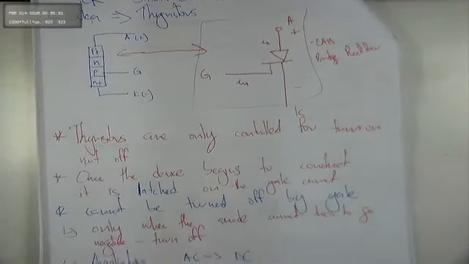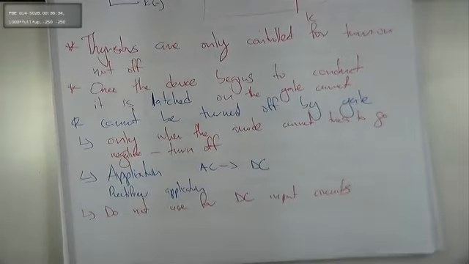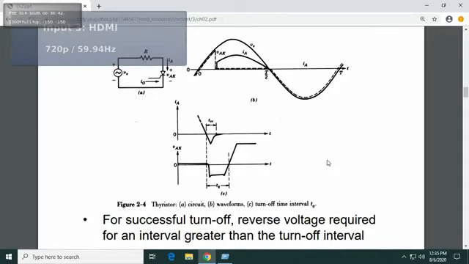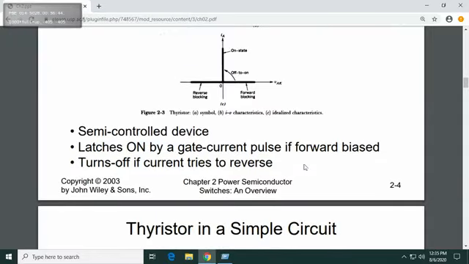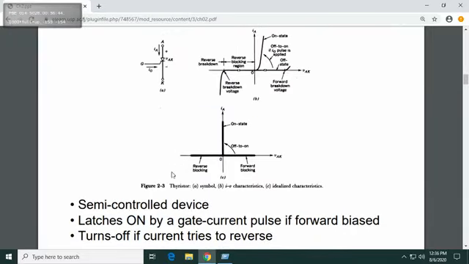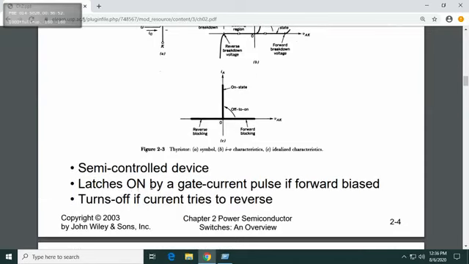Okay, what else? Let's see the circuit. An example is given here. Let's see what I've written here. Semi-controlled, as I've said, means you can only control the on time, not the off time. It latches on by a gate current pulse if forward biased. To turn off, it requires reverse current, that means negative current.